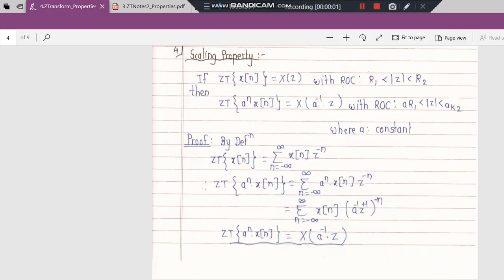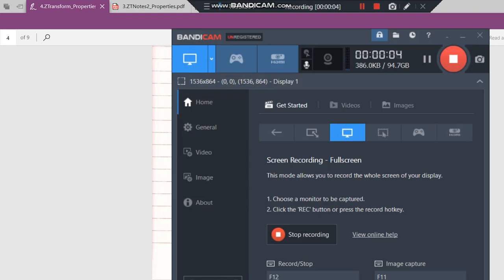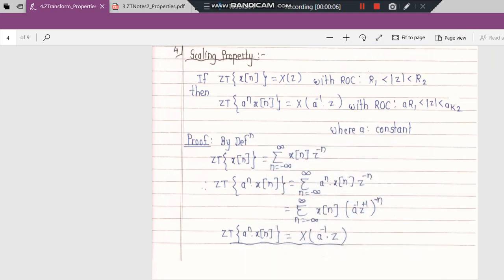Continuing with our discussion about the properties of Z transform. In this lecture, we will try to understand the scaling property and convolution property of Z transform. In the scaling property, we can see the scaling can be of two types. It can be either time compression or it can be time expansion, depending upon the value of a.